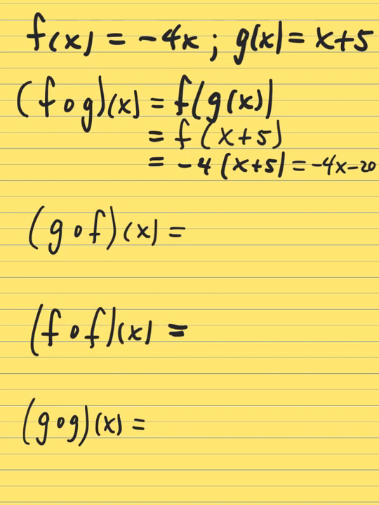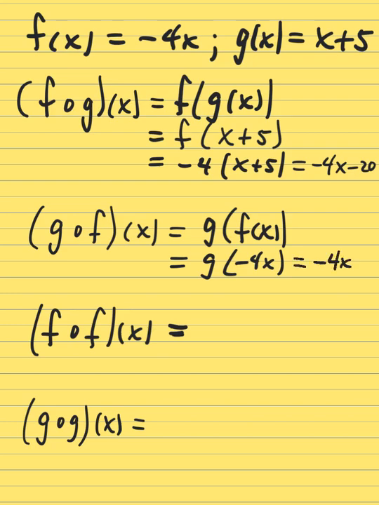Okay, very good. G composed of f, we collapse that down. G composed of f. F is negative 4x. If we substitute negative 4x into g, then that's going to be negative 4x plus 5. You simply replace the x in g with negative 4x.